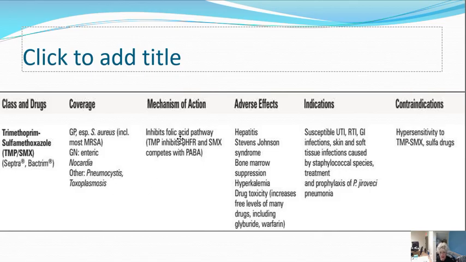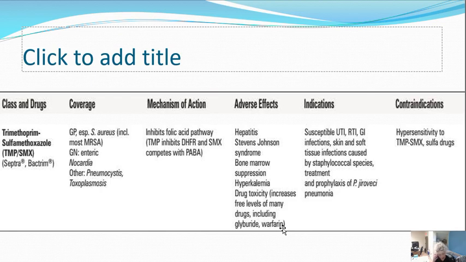The mechanism of action inhibits the folinic acid pathway. TMP inhibits dihydrofolate reductase, and SMX competes with para-aminobenzoic acid. Adverse effects are hepatitis, Stevens-Johnson syndrome, bone marrow suppression, hyperkalemia. Drug toxicity increases free levels of many other drugs, which means it is an inhibitor.